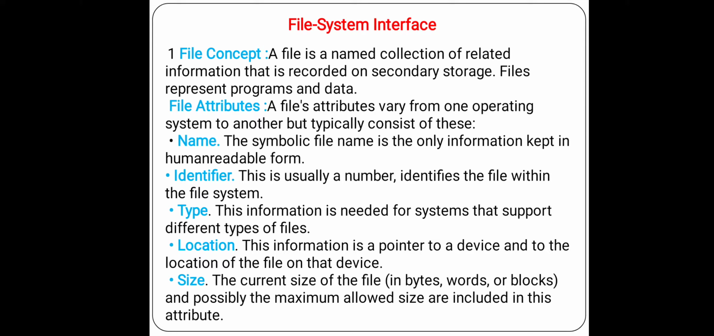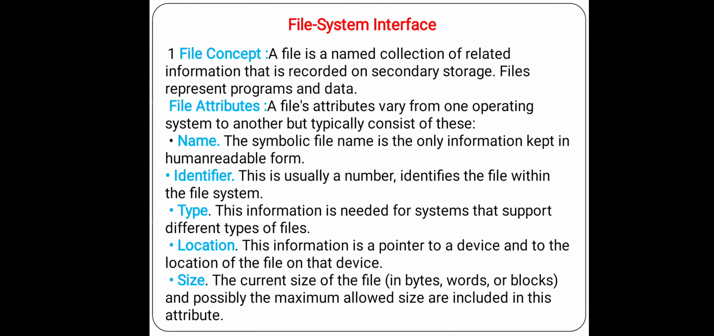Next, what are the attributes of files? Attributes. We hear that term in DBMS. Attributes or columns, right? We call it attributes. In DBMS we call it column names. The same name, we call it attributes. Here, what are the attributes of a file?